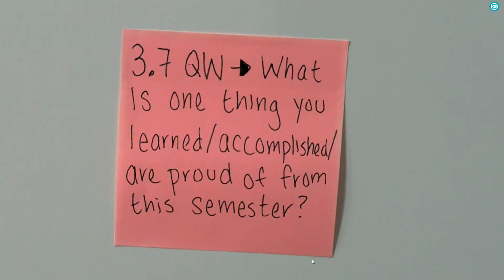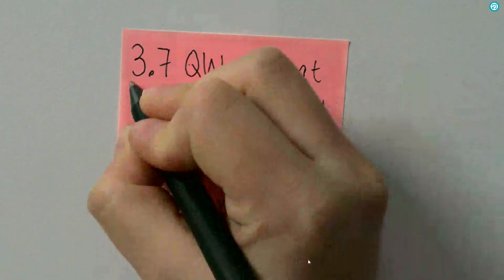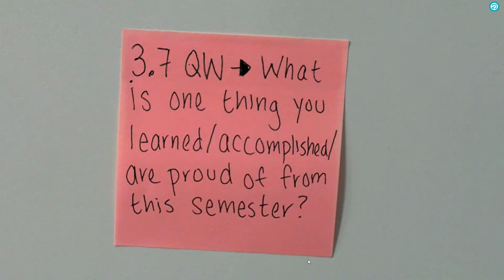Okie dokie. Hello, if you are watching this because you were gone, or if you're watching this in class on Friday, here is your 3.7 quick write. This is the last quick write of the semester. It is: what is one thing you have learned, accomplished, or are proud of from this semester, because this is the last set of notes for the semester.